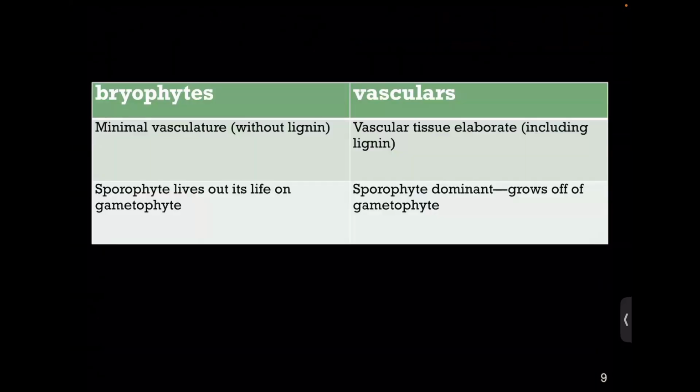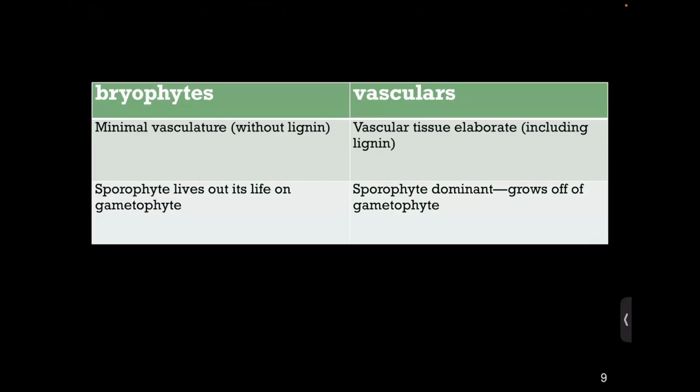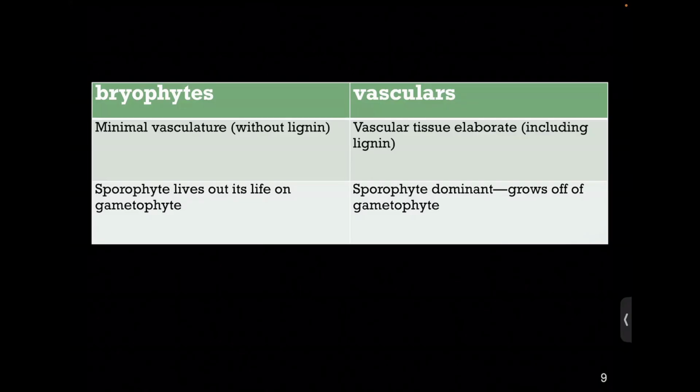Okay, so we might start out here with a couple differences between bryophytes and vasculars. One is that vascular plants have very elaborate vascular tissue, including lignin, which is the chemical that makes wood hard. Vascular plants send roots down into the ground. There's a way in which they absorb water. They conduct that water up the plant to the leaves, and then the water is transpired.